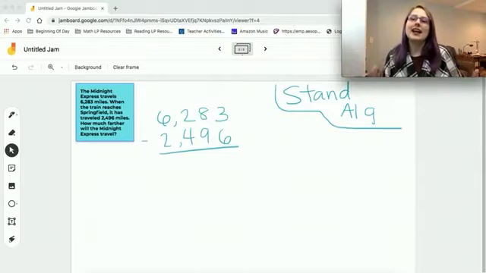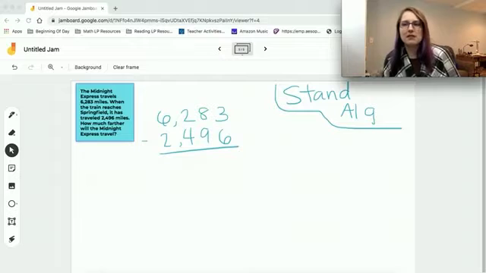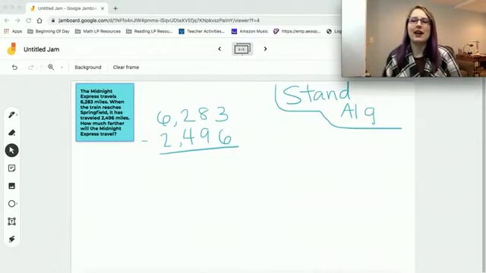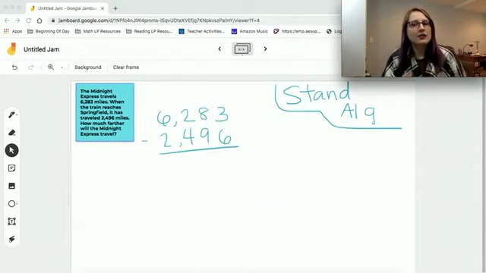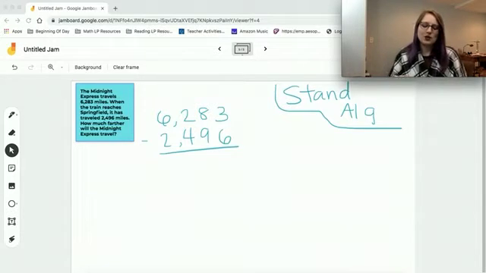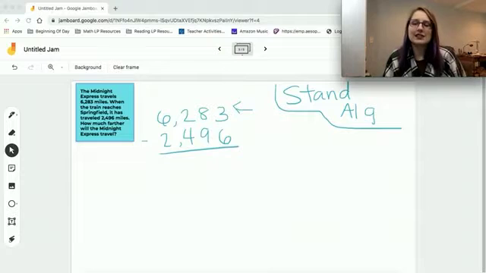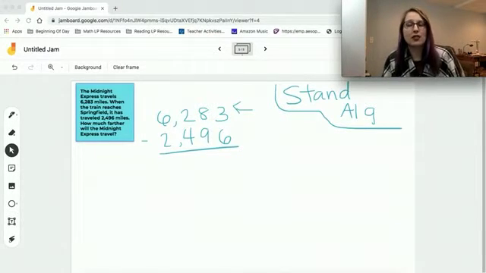All right, and last but not least, of course, is the standard algorithm. Standard algorithm meaning the traditional way of solving a math problem. So let's go through it. Remember, as always, when we are subtracting, we need to make sure that we are starting with the ones place. And you're going to look at the top number and see, is this number bigger or smaller? I notice that 3 is smaller than 6, which means I'm going to have to borrow or regroup.